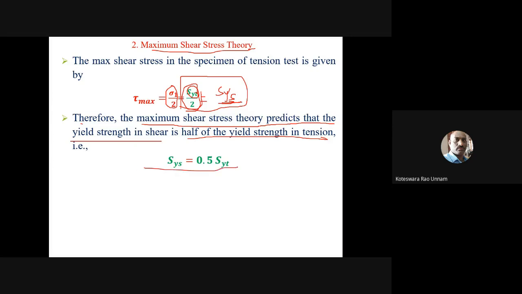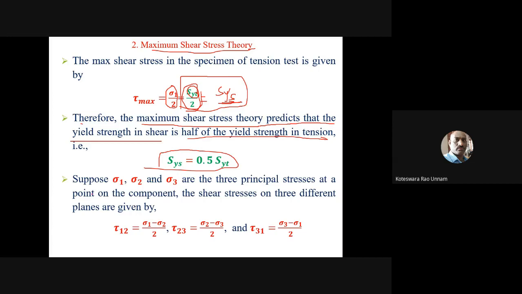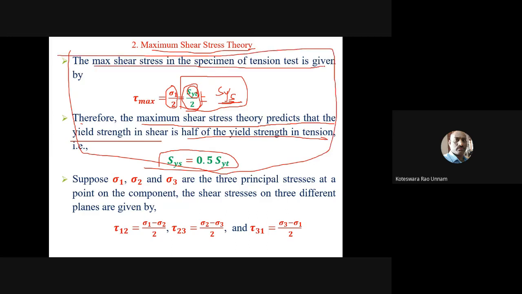So that's what I've written here. Yield strength in shear is 0.5 times SYT. Now this is the case with respect to the simple tension test. So now I'm able to find the expression for the maximum shear stress in the case of a simple tension test.